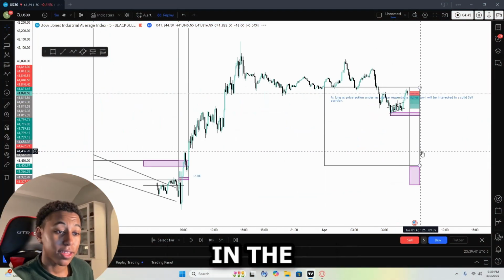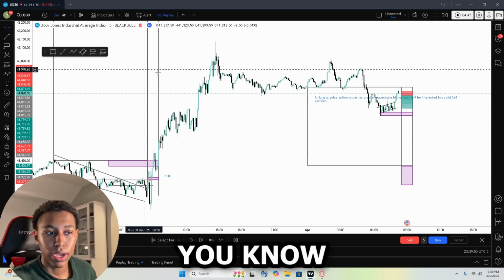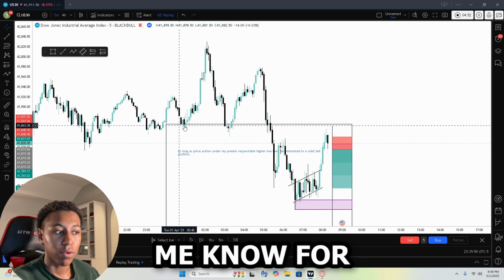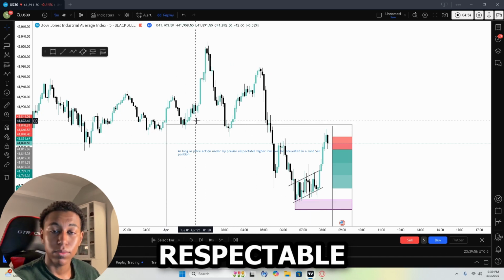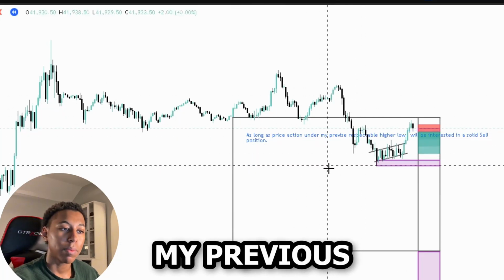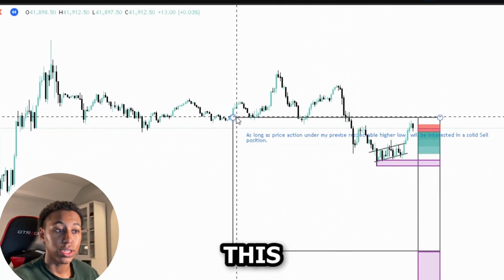All right, guys, so now we're back on the 5-minute chart, and this is kind of crazy, right? Where we opened on the day, which I always mark because it lets me know bullish and bearish for the day, was that respectable higher low. And as you guys could see, this was that bullish push. We closed, we came back under my previous respectable higher low, which is actually this line represented.